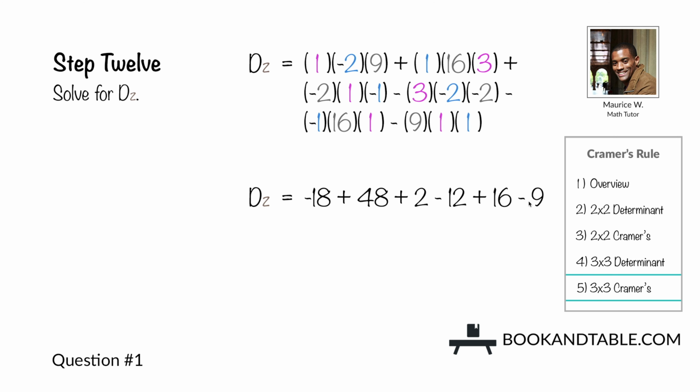So dz is equal to negative 18 plus 48, which would be positive 30, plus 2 would be 32, minus 12 would give us 20, plus 16 would give us 36, minus 9 would give us 27.